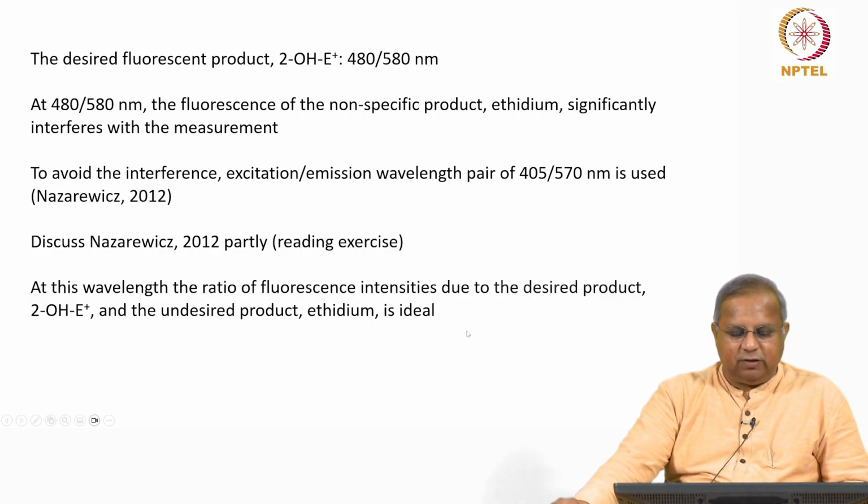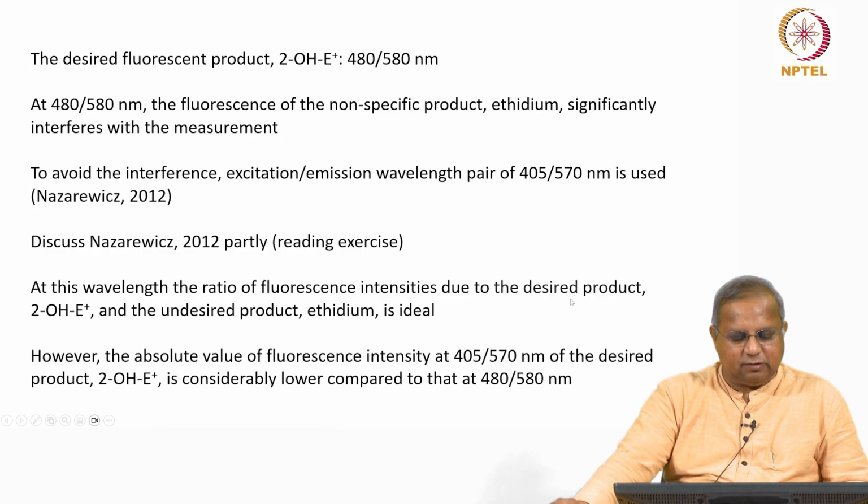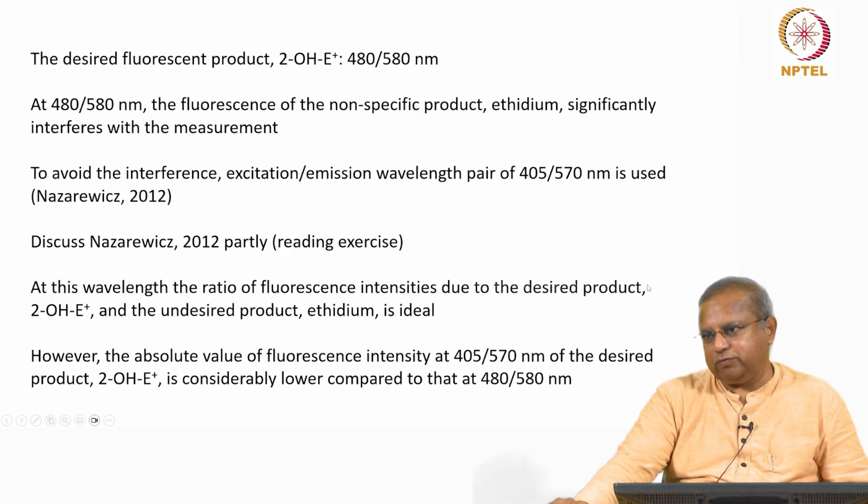At this wavelength, the ratio of fluorescence intensity between the desired product and the undesired product is ideal. This is part of the discussion itself. At the other wavelength, the absolute value of the fluorescence is considerably lower, and therefore we choose this one.